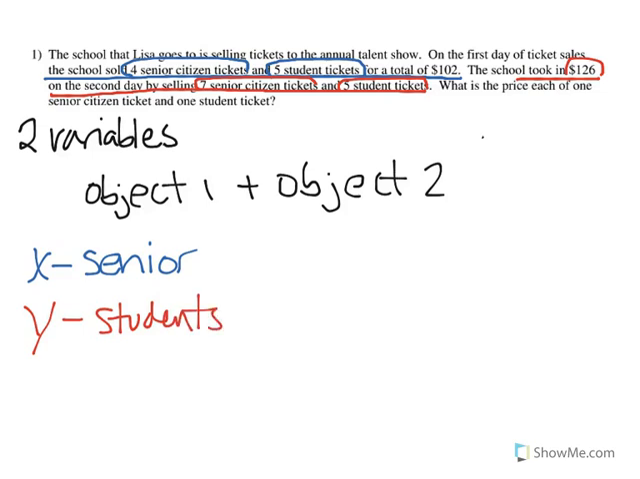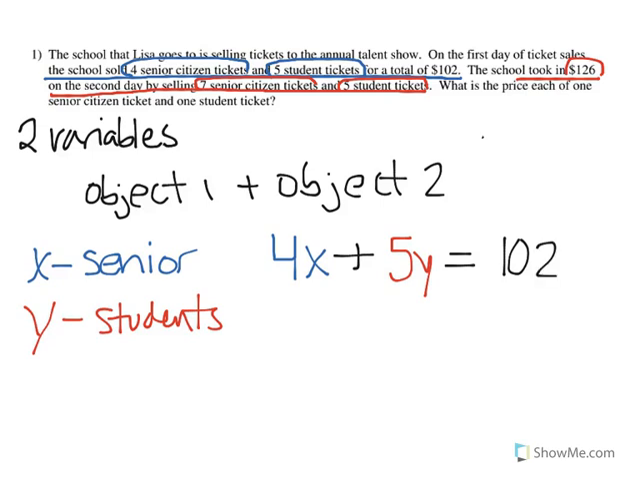Now we'll take all the numbers that are given to us in a sentence and turn it into an equation. So now I have 4 senior citizens plus 5 student tickets, and that's going to be equal to a total of $102, right?